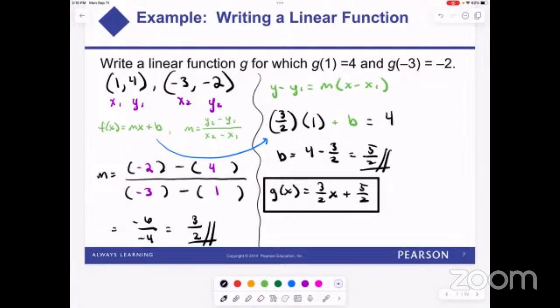So from here, it's a good idea to confirm that the original points work, right? So for instance, when x is 1, 3/2 plus 5/2 is 8/2, which is 4. So this one checks out. Okay, when x is -3, we get -9/2 plus 5/2 is -4/2, which is ultimately -2. So that one checks out as well.